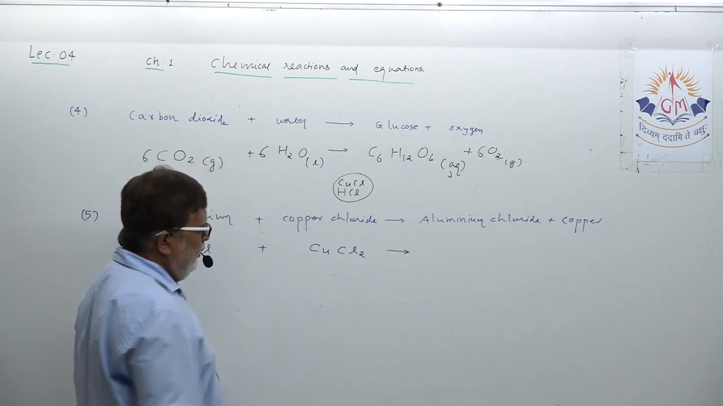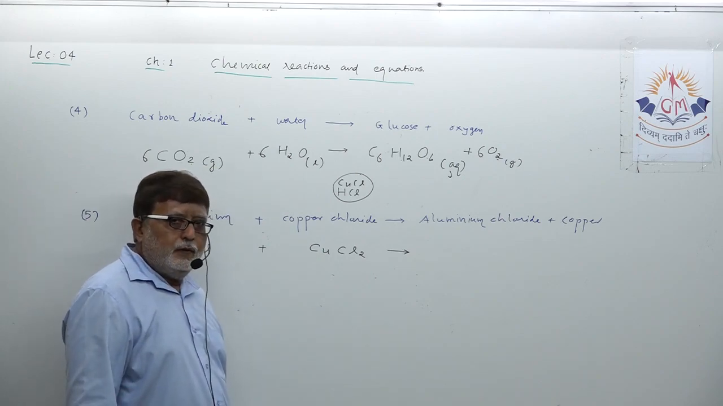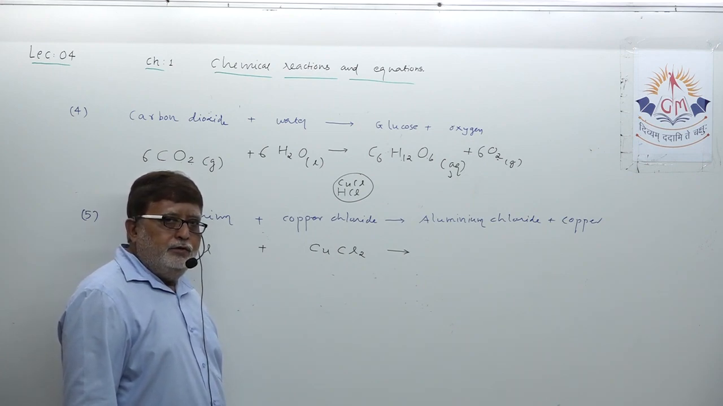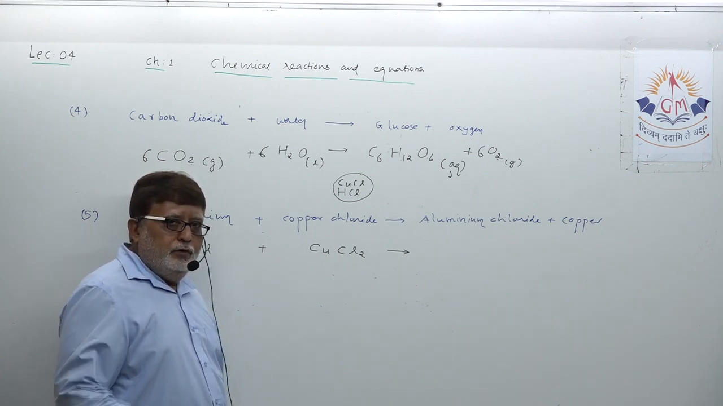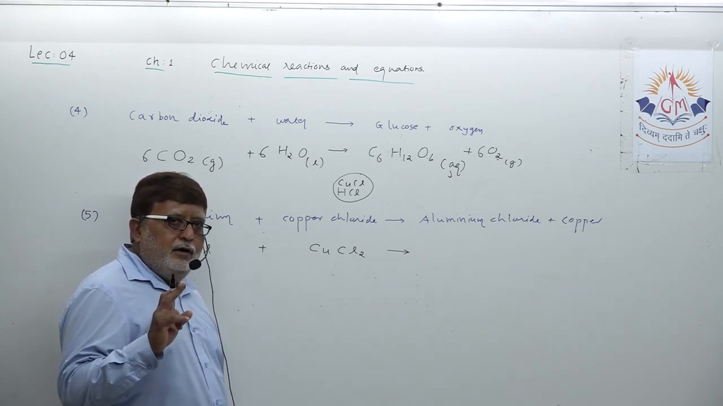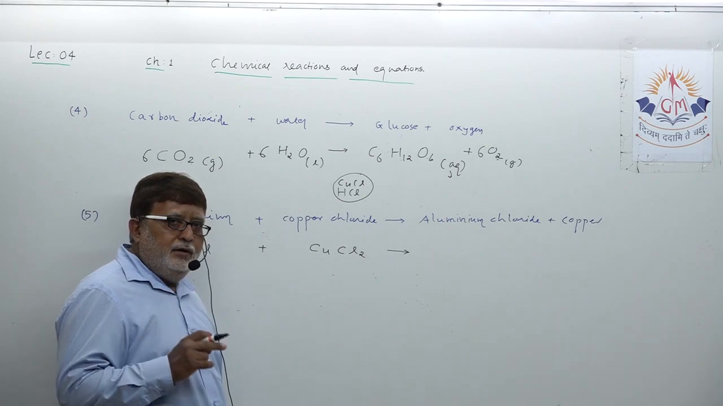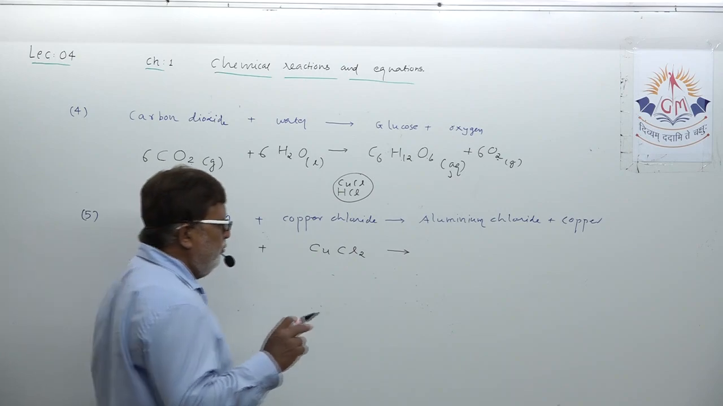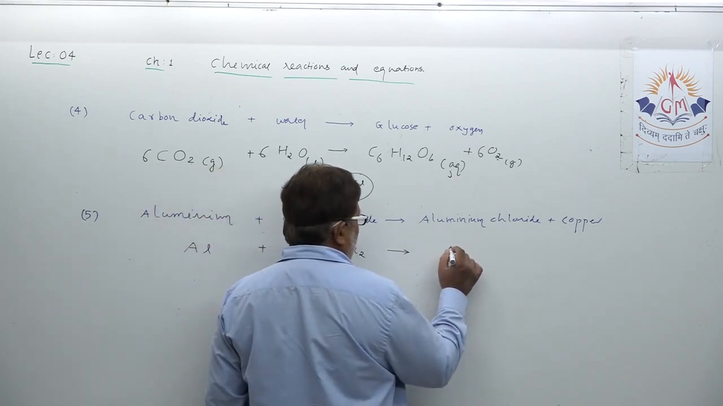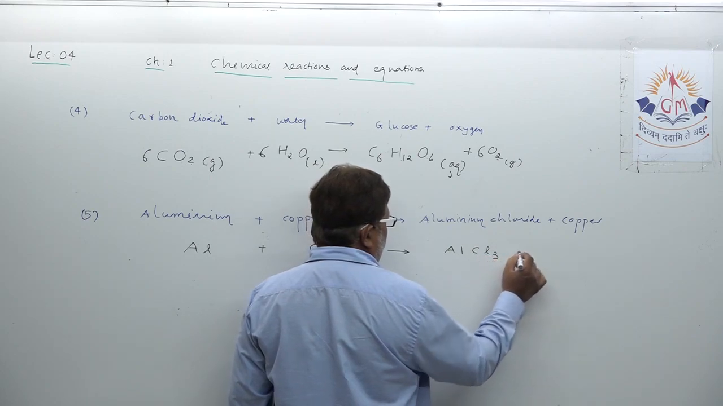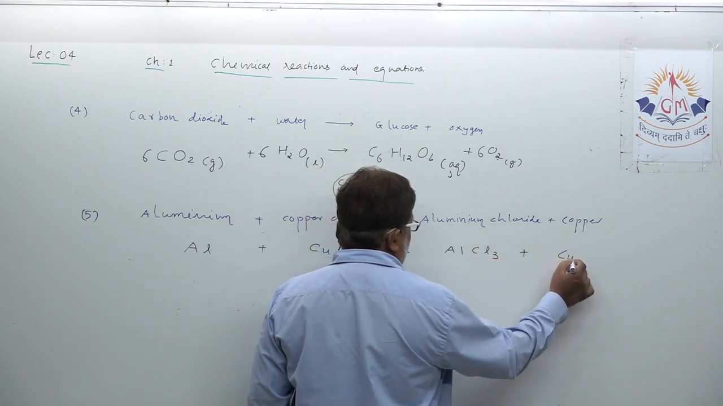Aluminium chloride, again dear student, guess. The valency of aluminium is +3. Chlorine is -1. So to neutralize the charge on the aluminium ion +3, you require 3 chlorine atoms. So I will write AlCl3. You understood this? Plus copper, that is Cu.